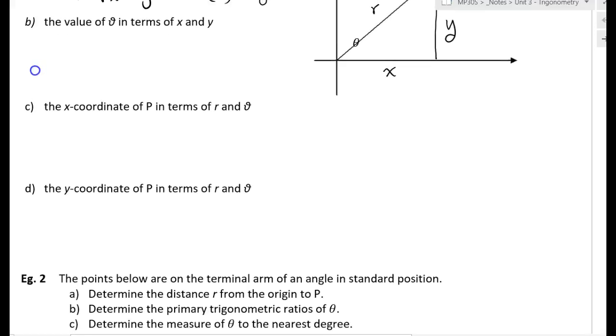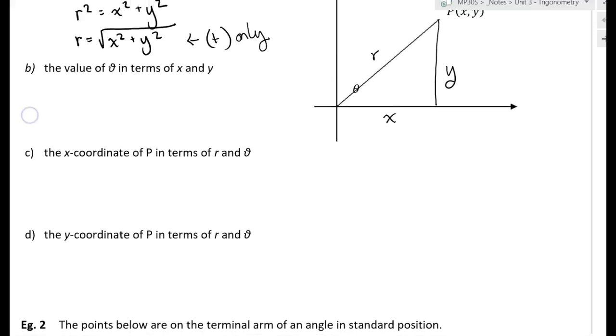I want to know theta in terms of x and y. This is kind of shifted in my picture, but theta is here. So y is my opposite.